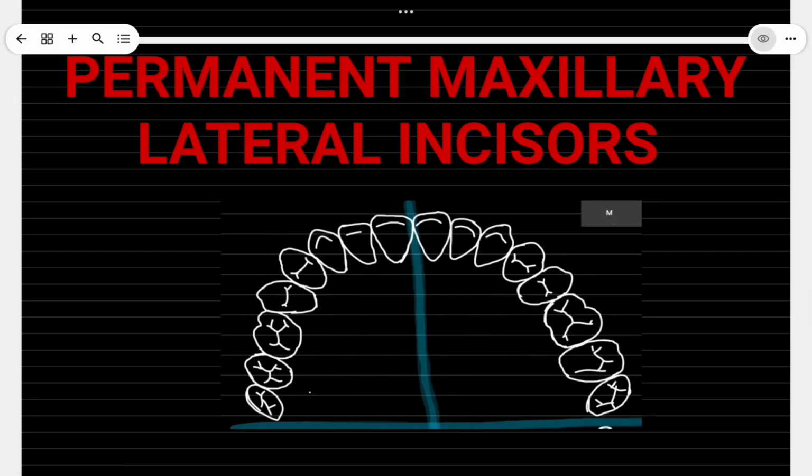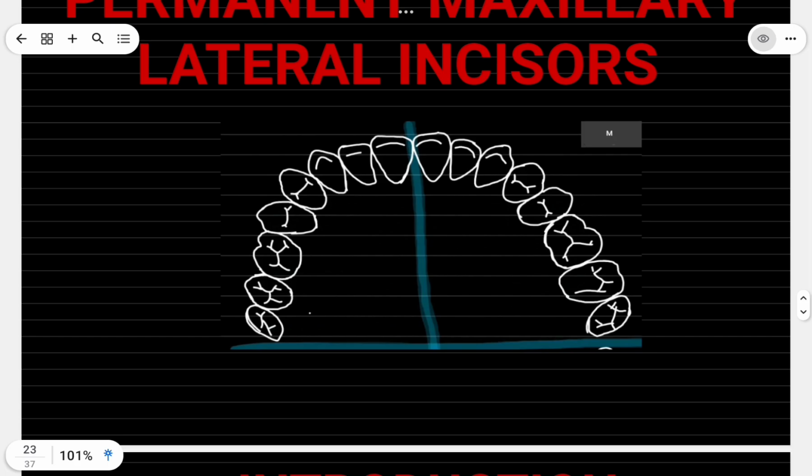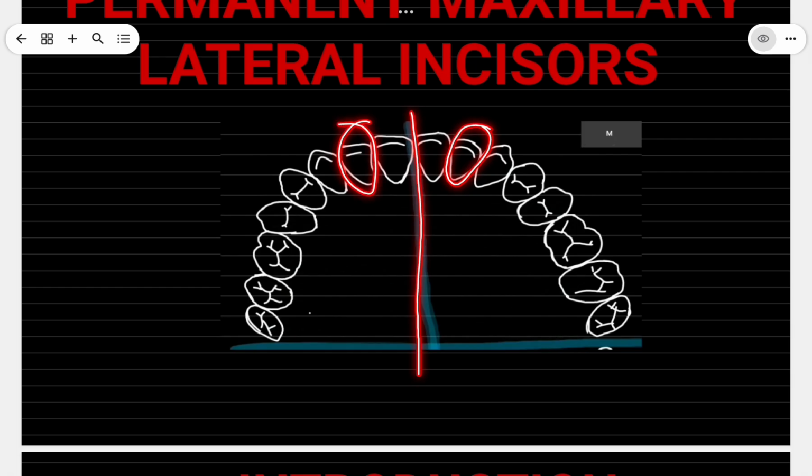Today we shall be learning about the permanent maxillary lateral incisors. Now as you can see here, we have the maxillary arch of teeth and this is the median line. So these two teeth right over here are the permanent maxillary lateral incisors.